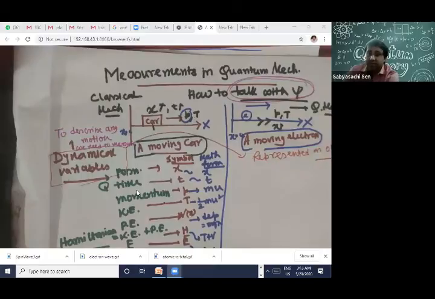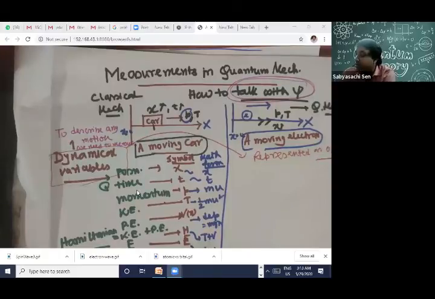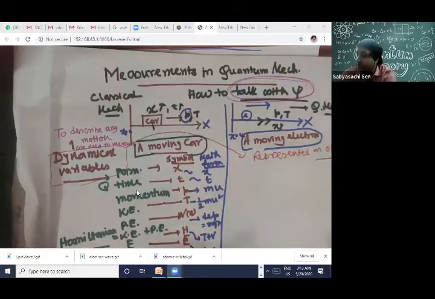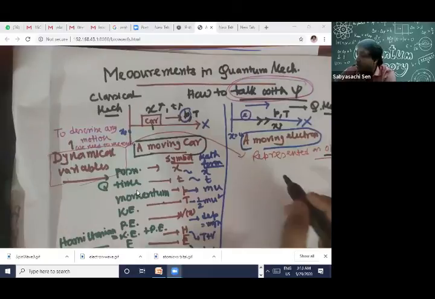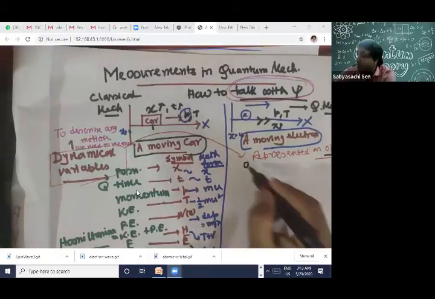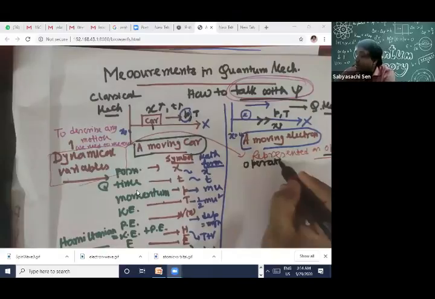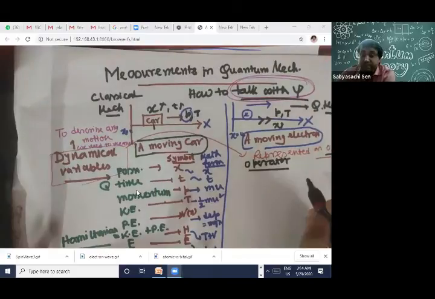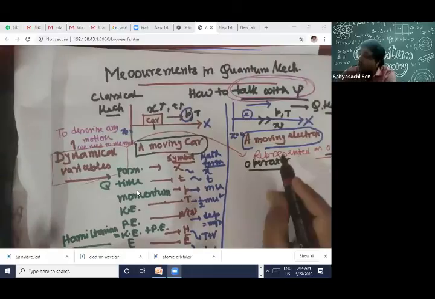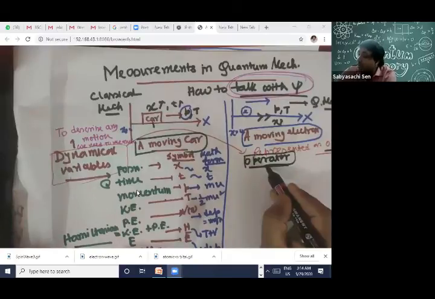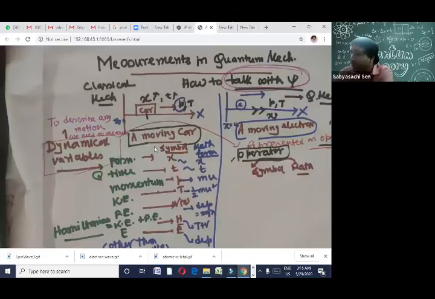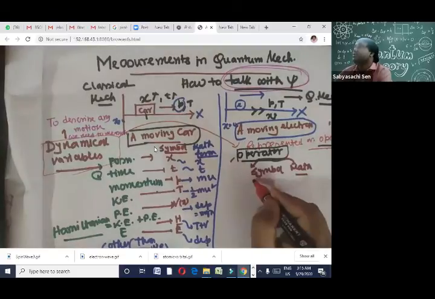So you do it, okay? You talk with psi in the mathematical language of operators. For every variable there exists a mathematical operator. So now these are the operators I am talking about. Now come back to classical physics, the way I did, similar to that, every operator will be represented by a symbol.